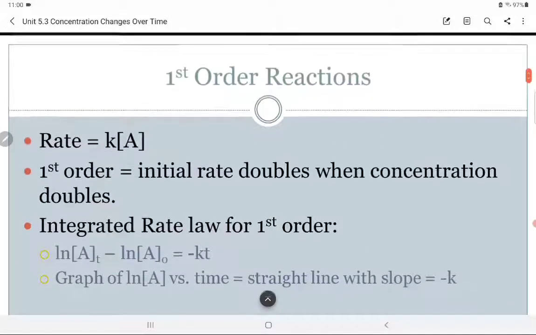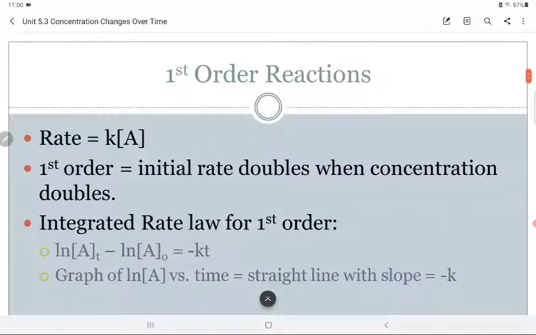So we're going to talk about three different types of orders of reaction in this section here. We're going to talk about zero order reactions. They're going to be the simplest of the three, so we're going to spend the least amount of time talking about them. First order reactions, and we're going to spend the most time talking about them because more reactions are going to fit that profile. And then also we're going to talk about second order reactions.